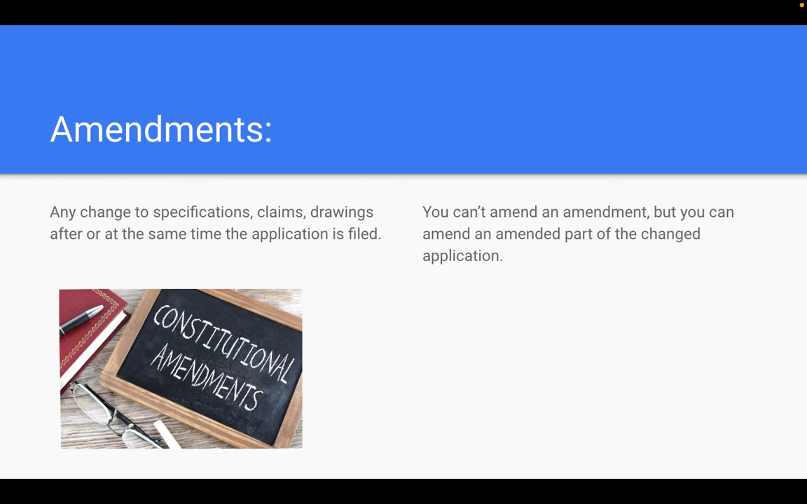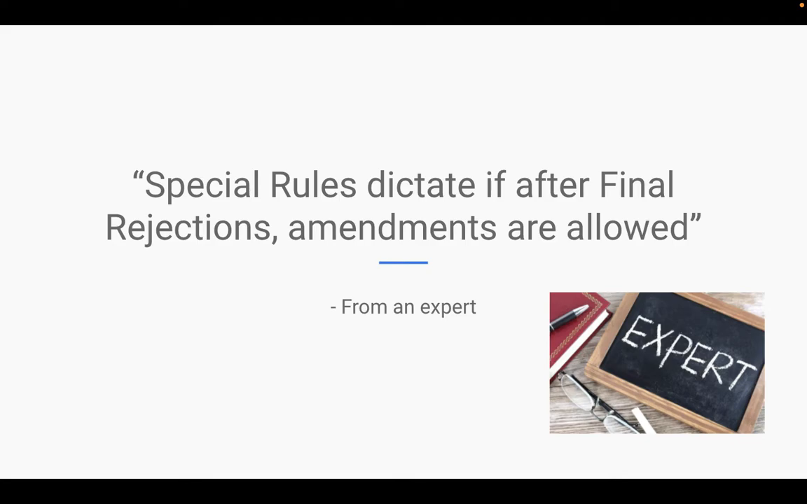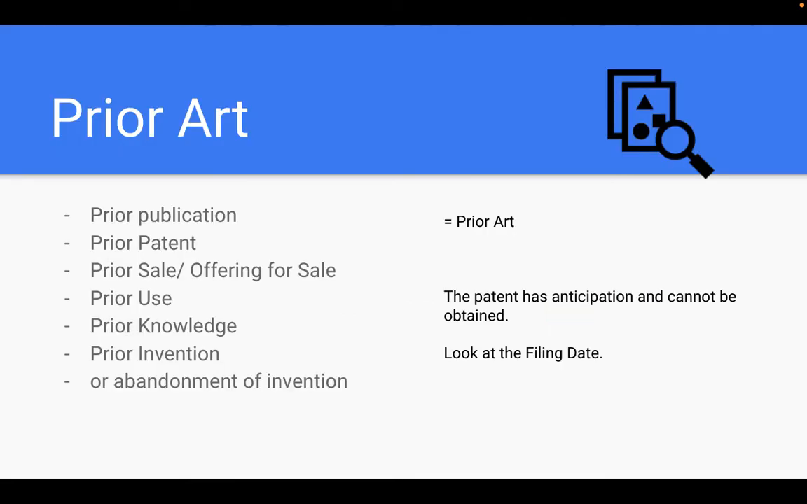Next, you could amend your patent application, which is any change to the specification, claims, or drawings made after or at the same time the application is filed. You can amend an amendment, meaning you're allowed to amend an already amended part of the application. It's important to realize that special rules dictate whether amendments are allowed after a final rejection.